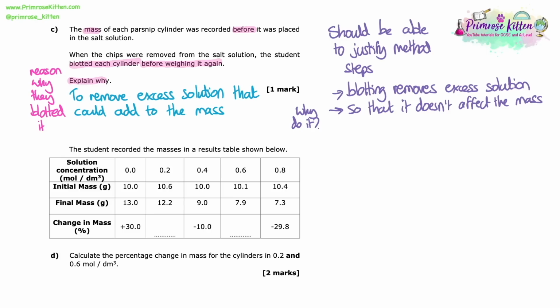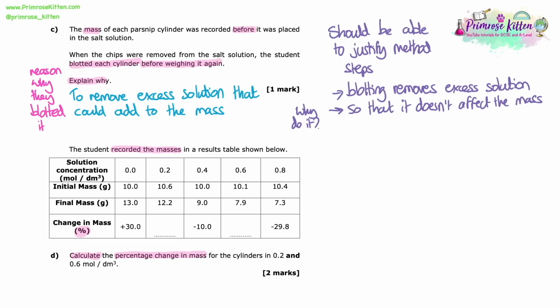So there are different ways of writing this, and you've got some in the mark scheme. I've put "to remove excess solution that could add to the mass." If you just put "to remove excess solution" or "excess liquid", that's not going to get you the marks. And equally, "so that it doesn't affect the results" on its own won't get you the marks. You need to combine the two together to show that you understand that the liquid could be weighed and therefore added to the mass.